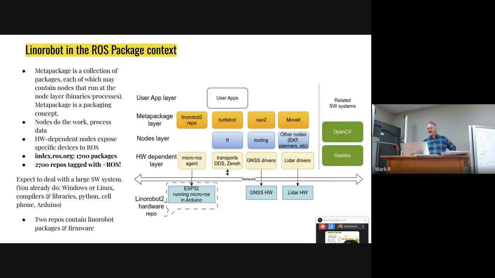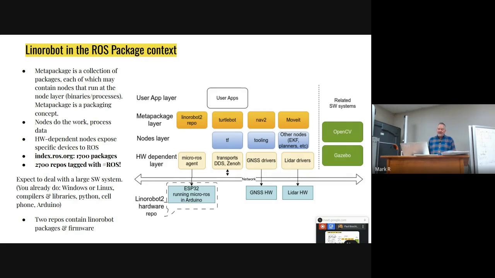And then to the right, you have related software systems, sometimes with bridges to them, like Gazebo has bridges between ROS and Gazebo and OpenCV. So the nodes do the work. The hardware-dependent nodes expose specific devices to ROS. Index.ros.org lists 1,700 packages, and someone discovered 2,700 repos in GitHub tagged with ROS. So it's a big software system. So you should expect to deal with a large software system if you get into ROS.